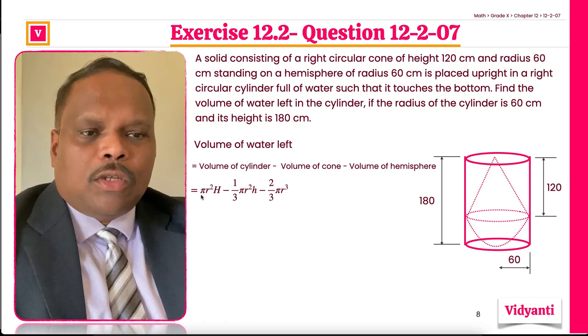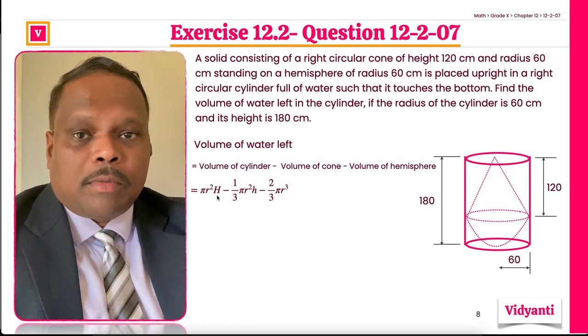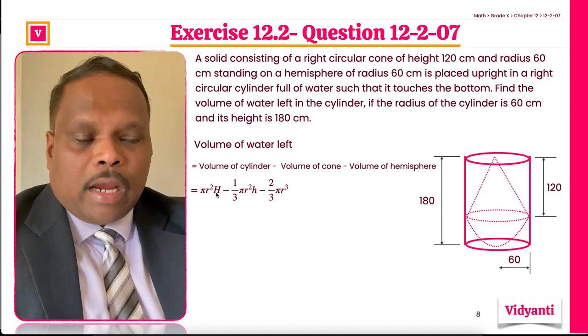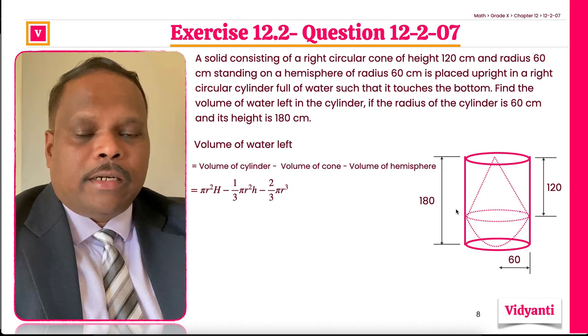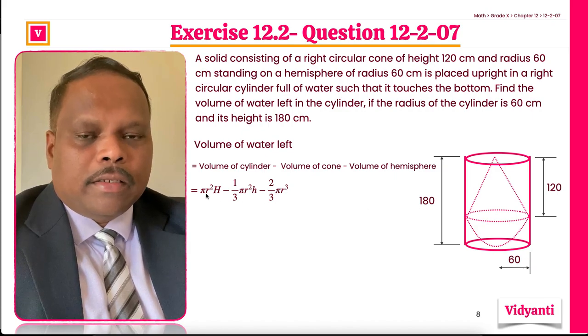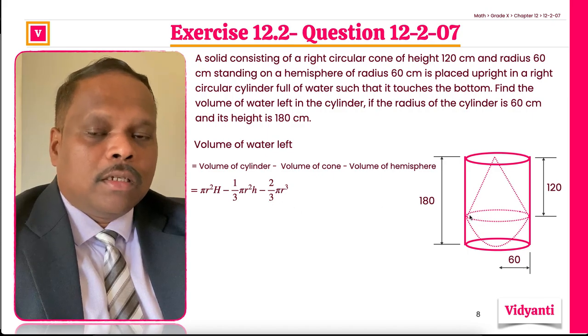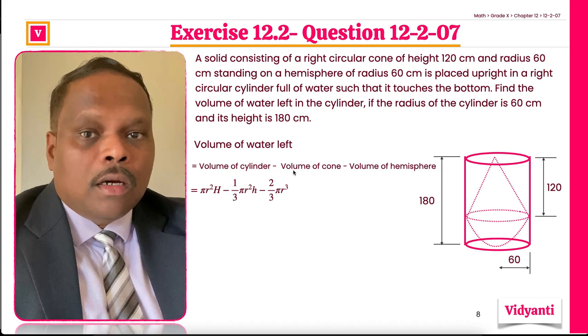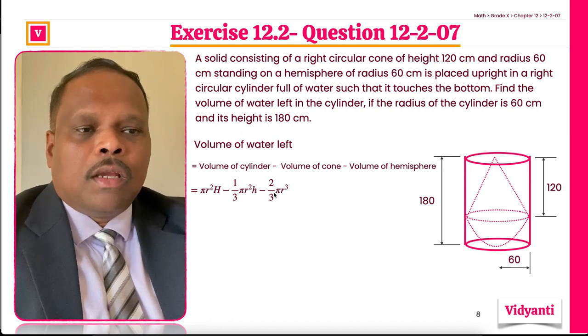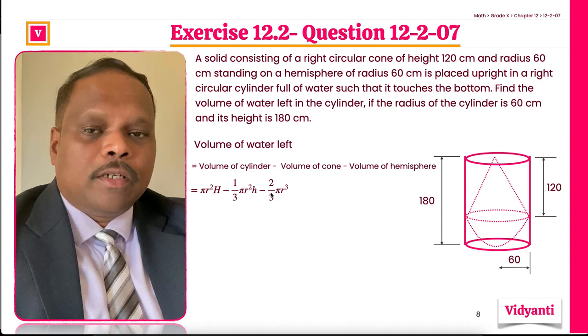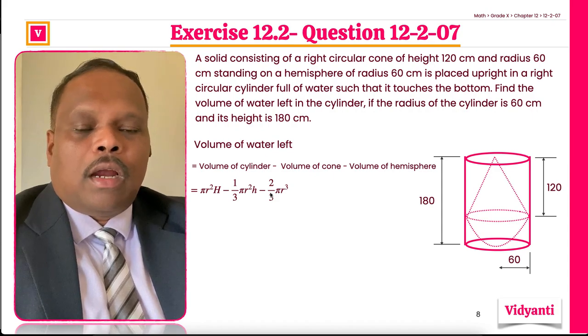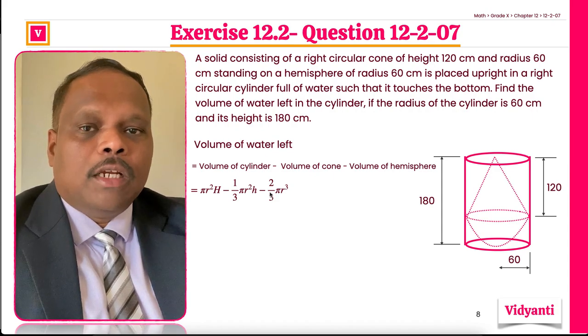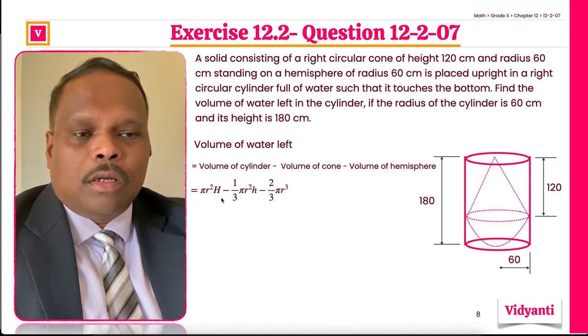Volume of the cylinder, we know the formula: pi r square H. I'm writing H as uppercase so that we will not get confused with the height of the cone. Capital H is the height of the cylinder. R is the radius, and I can use this R throughout because the radius of all three objects is exactly identical. Minus volume of the cone, which is 1/3 pi r square h, and volume of the hemisphere. A full sphere is 4/3 pi r cube, and a hemisphere will be half of that, so that will be 2/3 pi r cube.